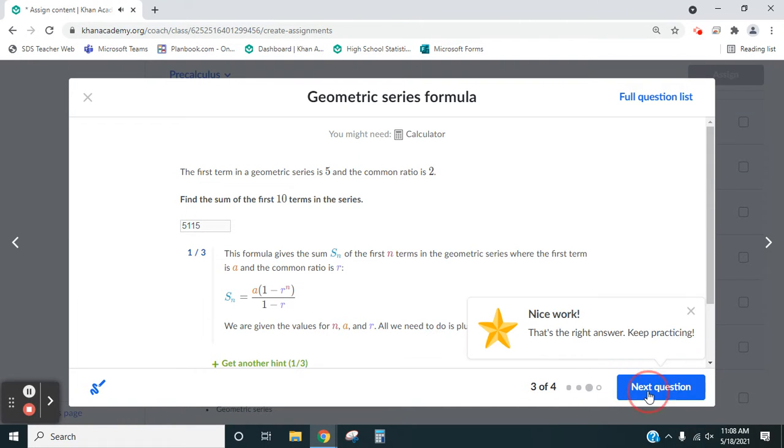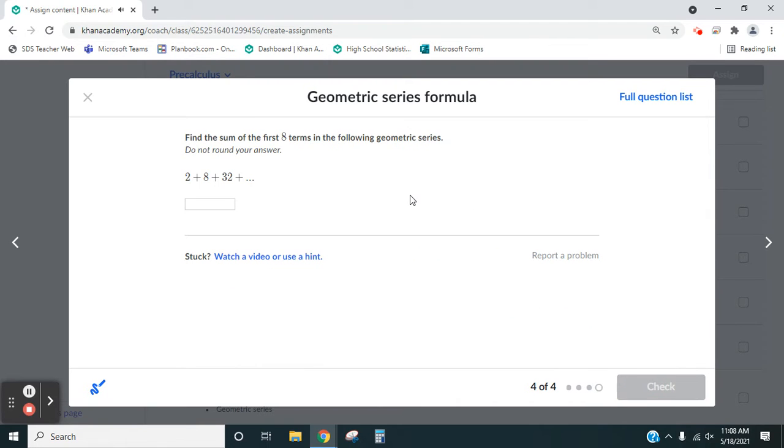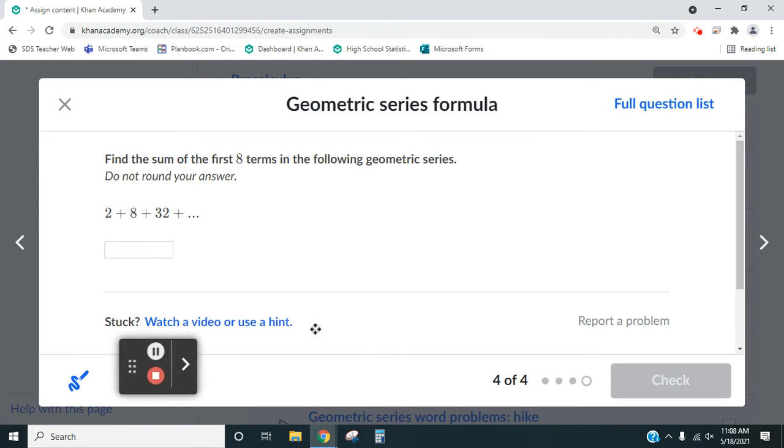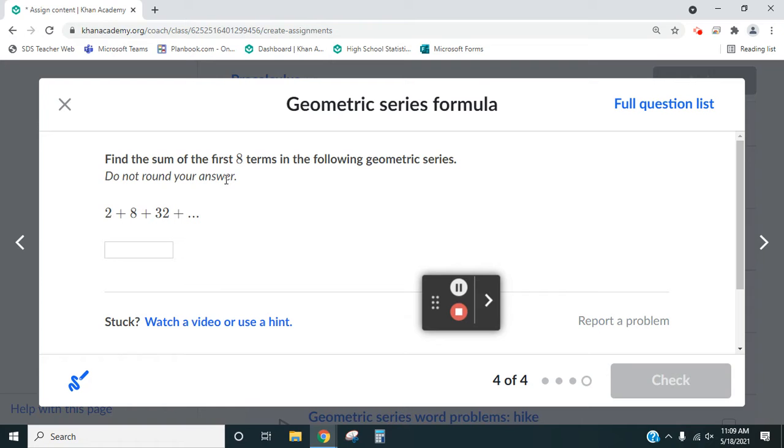All right, let's get to a different kind. Here we go. It's kind of the same. Now we have to figure out what R is. So here we go. Find the sum of the first 8 terms.